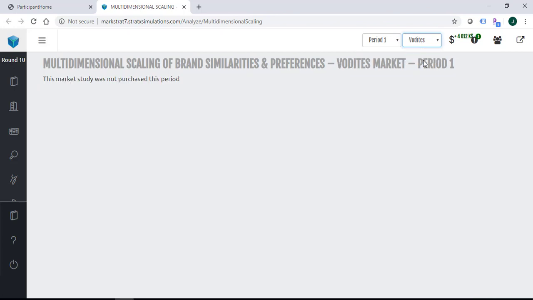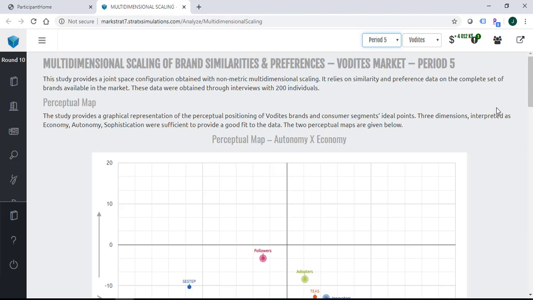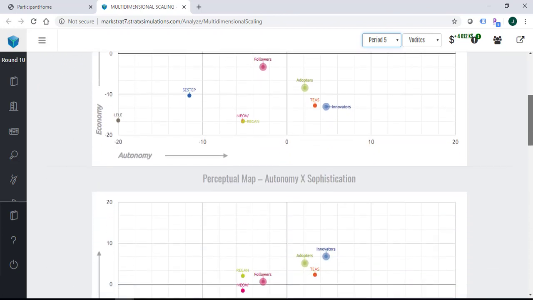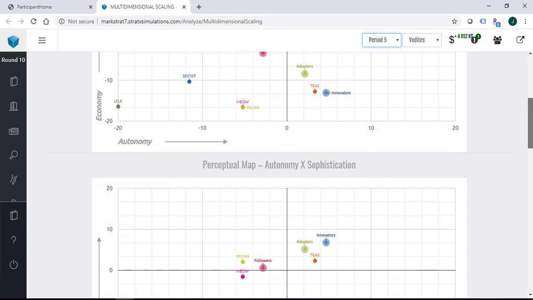Let's look at the Vodaphone market. For the Voda market, this company did not purchase any information at period 1, so we can look at period 5. They did purchase at period 5. Remember, the Voda market is completely different from the Sonar market. In the Voda market, the multidimensional scaling uses autonomy, economy, and also sophistication.